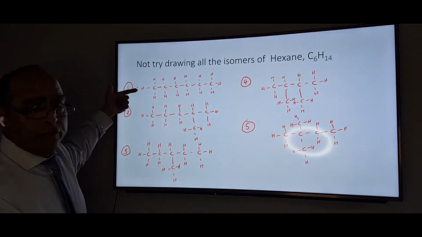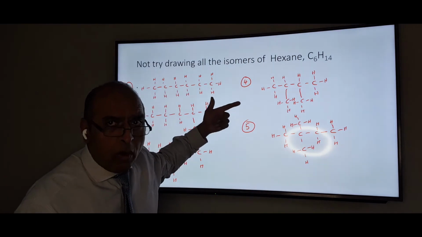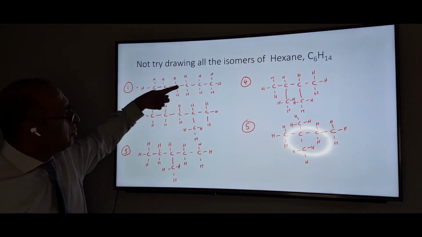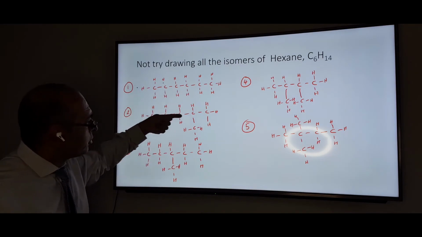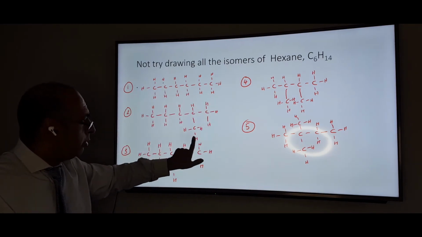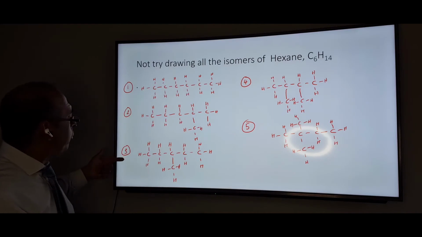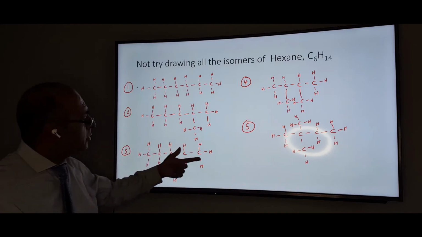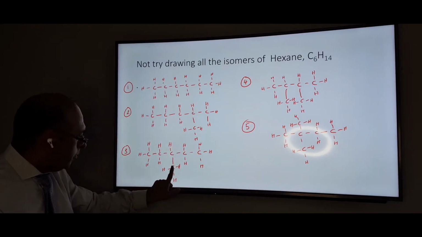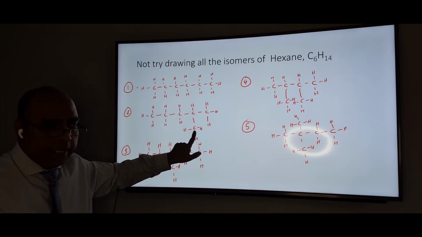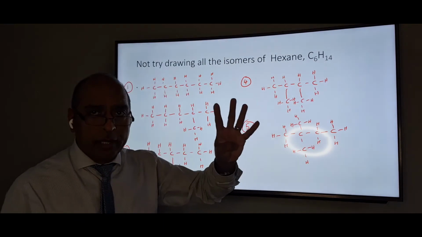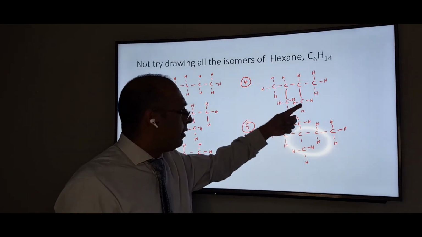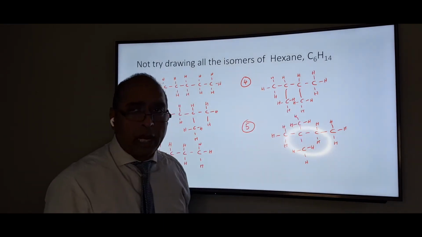Now, isomer number 1 has the 6 carbons in a straight line. Isomer number 2 has 5 in a straight line, and 1 carbon is a branch. Number 3 is 5 carbons in a straight line. Now the branch is in the middle, whereas it's not in the middle there. Number 4 is 4 carbons in a straight line and 2 branches. Each branch is a carbon off it.